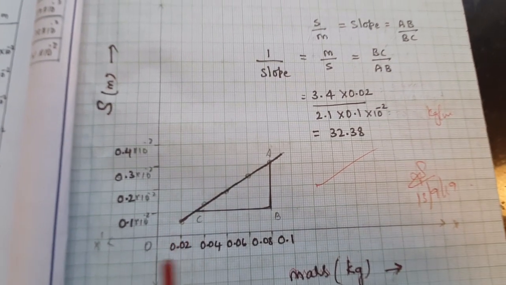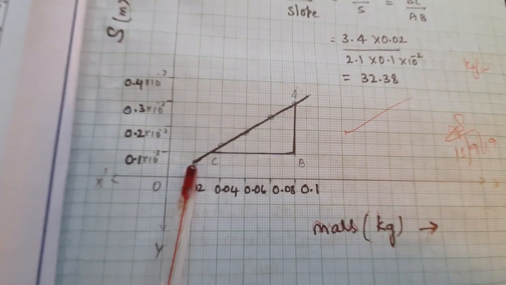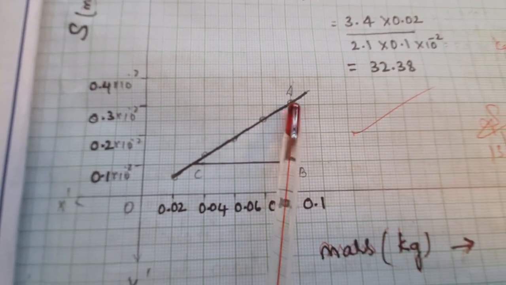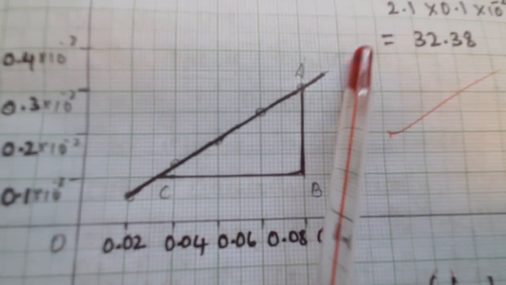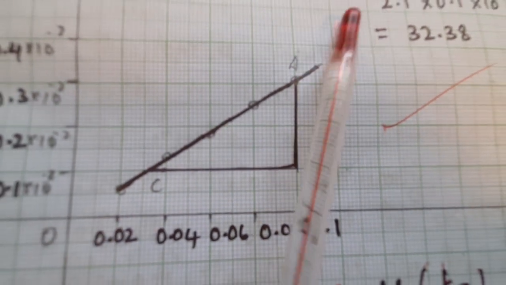Then whatever readings I got, for example, I have got the reading 0.06 centimeter, 0.06 into 10 power minus 2 meter. I will locate 0.06 here, and the second reading here, third reading, fourth reading, fifth reading. Then I'll join all these with the help of the scale and I'll get a straight line. The nature of the graph is a straight line.